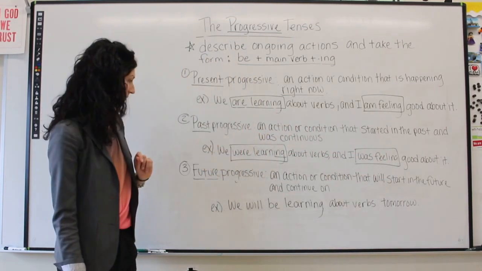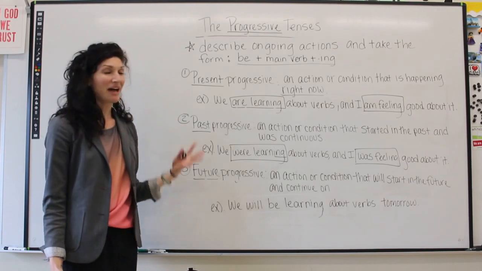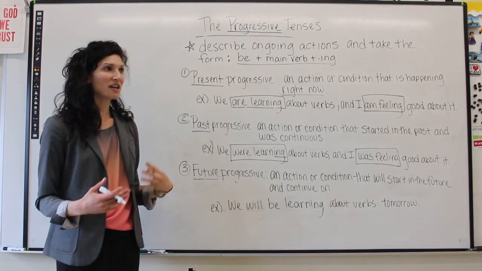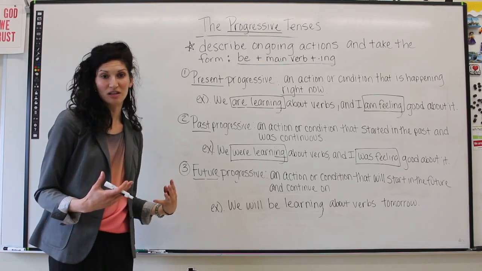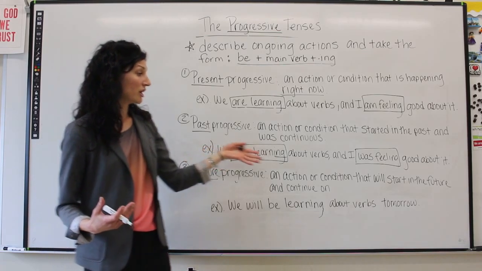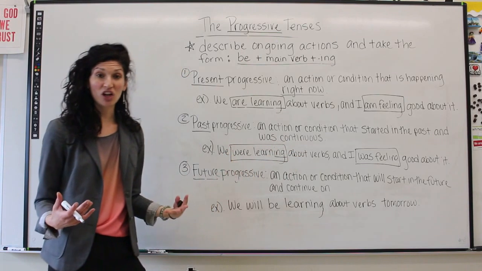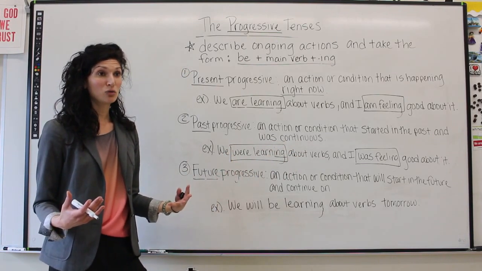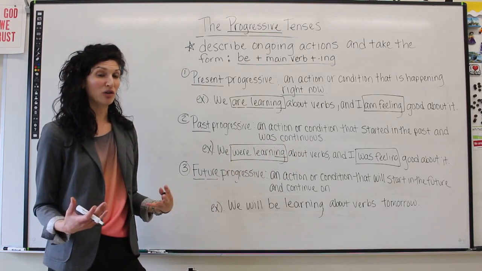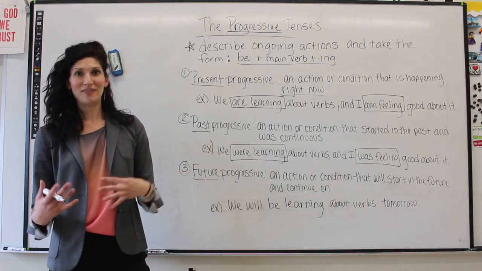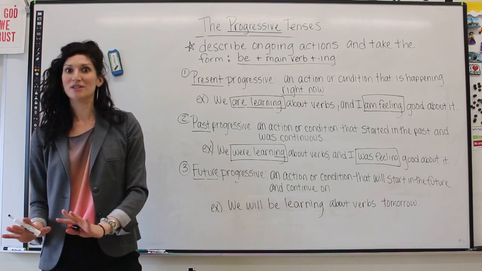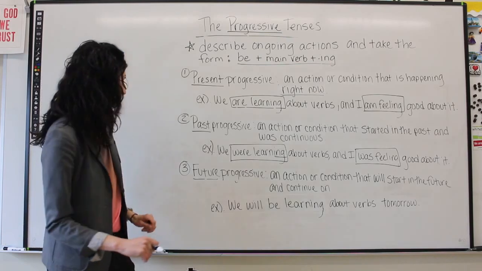Okay, so therefore we have past progressive. Oftentimes we use the past progressive when we're talking about an action that was continuous in the past and may have been interrupted. For example, we were learning about verbs and I was feeling good about it until we started learning about much more difficult verb tenses. And then that action was interrupted and I wasn't feeling good about it anymore.